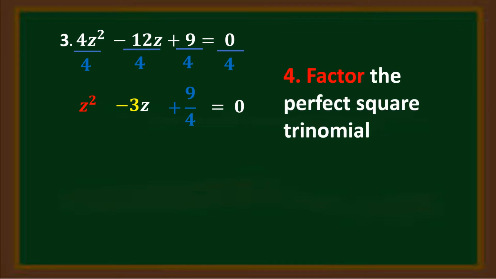which is to factor the perfect square trinomial. To do that, we'll be getting the square root of z squared, which is z. Copy the sign of the linear term, which is negative, and get the square root of the constant, which is 9 over 4. To do that, you'll be getting the square root of both numerator and denominator. The square root of 9 is 3, and the square root of 4 is 2. So the square root of 9 over 4 is 3 over 2. Of course, we'll be copying 0.